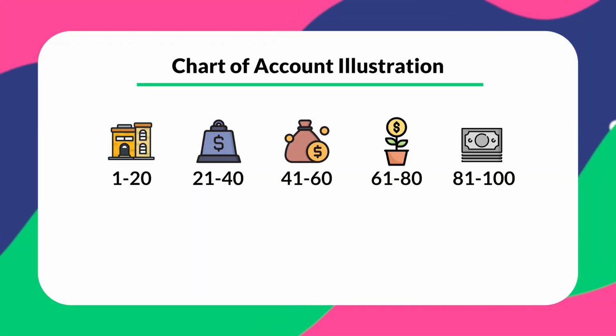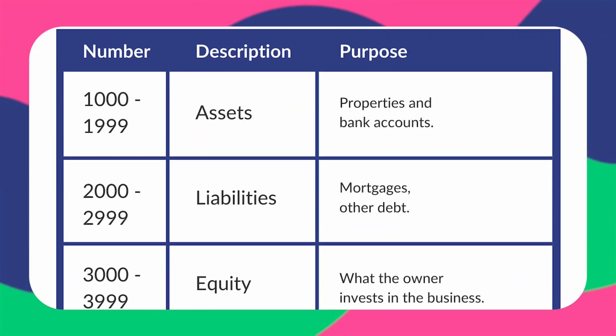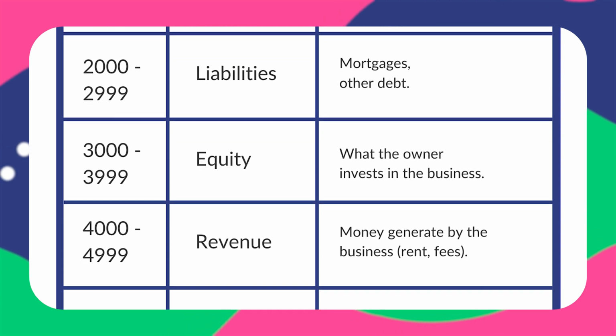Well, 1 through 20 was your assets, but then you hit 21, it's liability. So what do you do with your 21st asset? It would have to become an account number 101, which becomes really confusing. Instead, I suggest doing it like this, using blocks of 1,000. That way you have more than enough space for new accounts.